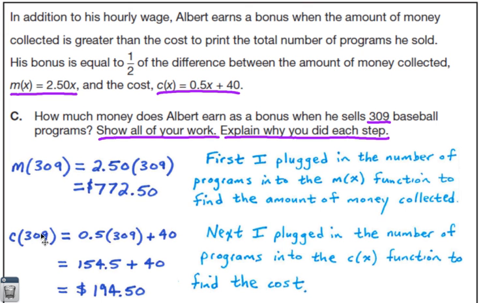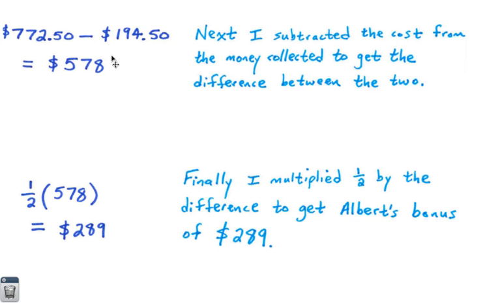Then the next step is plugging in the 309 for the cost function and then explaining it like so. And then the rest of it would maybe look like this, where now we literally write out the subtraction, and then you explain it by just saying, next I subtracted the cost from the money collected. Notice how I wrote it out all in words and not using numbers. To get the what? This is the difference. We needed to figure out the difference. So that's why I did this step. And it's just a very simple explanation like this.